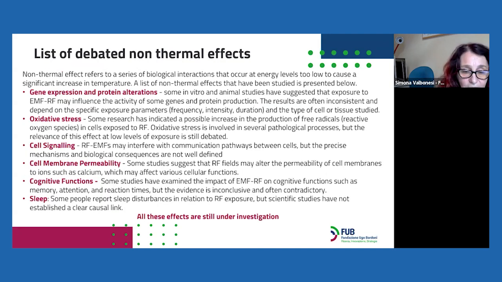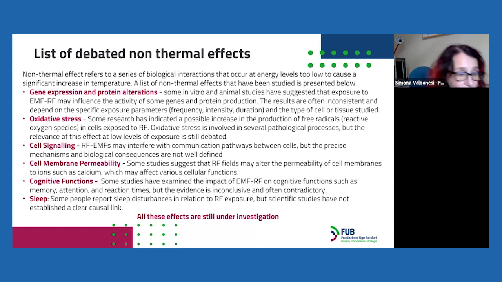And now we describe something about non-thermal effects. Non-thermal effects refer to a series of biological interactions that occur at energy levels too low to cause a significant increase in temperature. Non-thermal effects have been studied. Here I present the results of some of these studies, but the results are debated. The first non-thermal effect is gene expression and protein alteration.